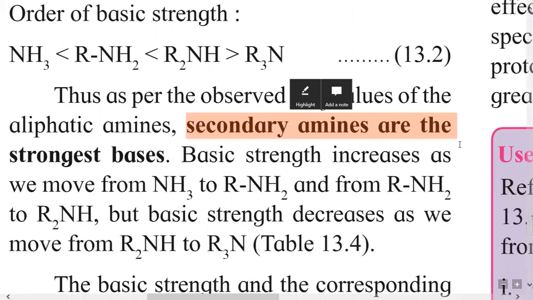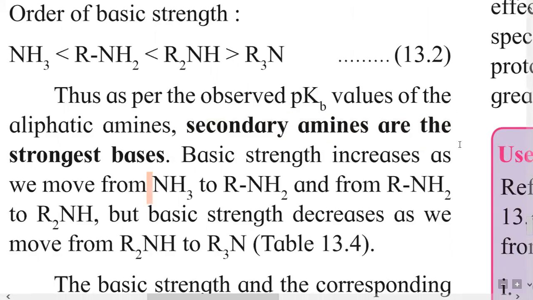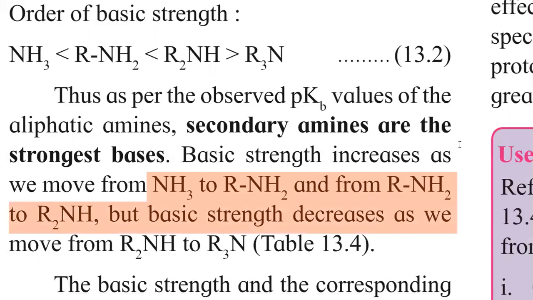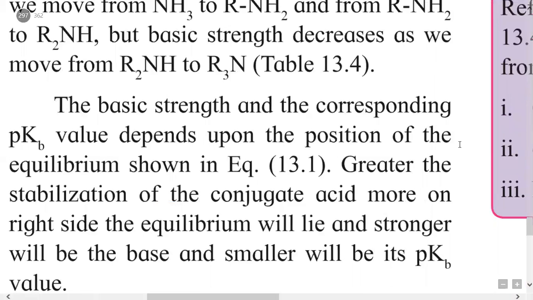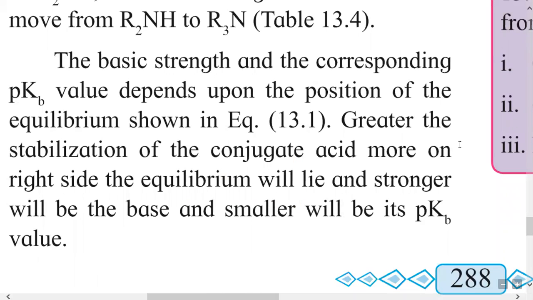Then basic strength increases as we move from NH3 to RNH2, that is from ammonia to primary amine, and from primary amine to secondary amine. But basic strength decreases as we move from secondary amine to tertiary amine. So the basic strength and the corresponding pKb value depend upon the position of equilibrium, and this equilibrium equation we will study as equation number 13.1.